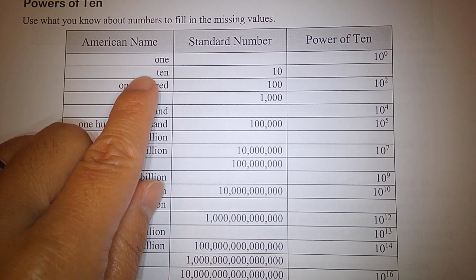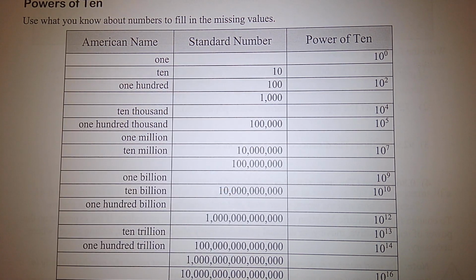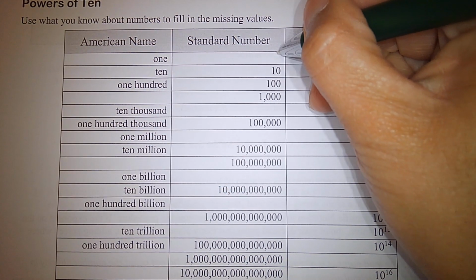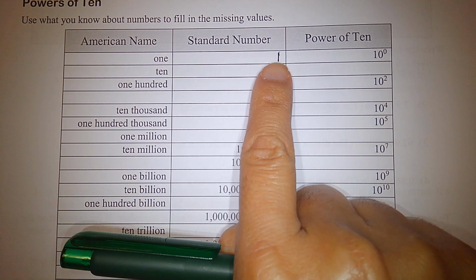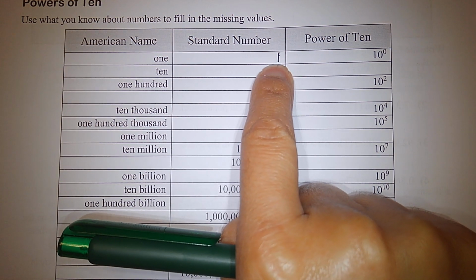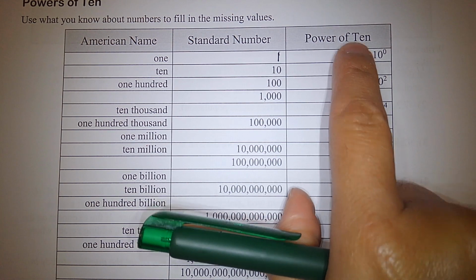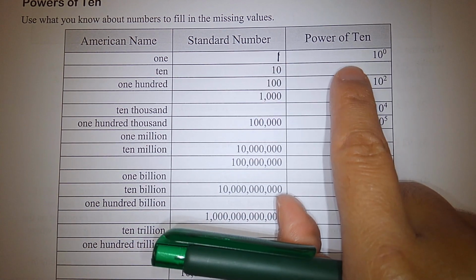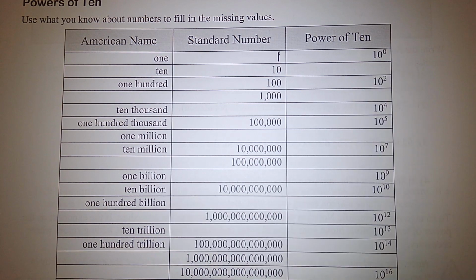Okay, so how do we write 1 in the standard number? Everybody knows this, it's so straightforward. Standard number 1 is written like this. And as a power of 10, 1 can be written as 10 to the 0th power, right? 10 to the 0th power.